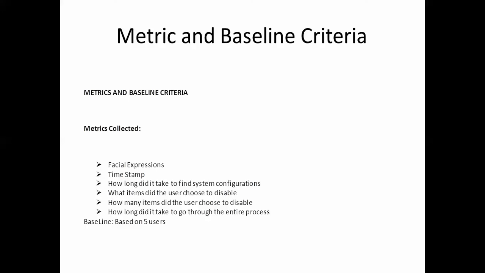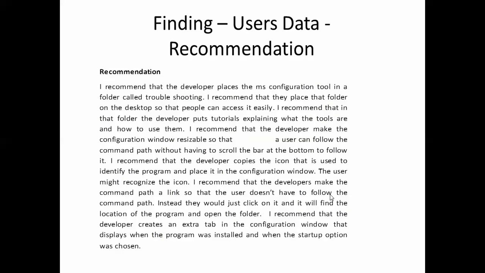What items did the user choose to disable? How many items did the user choose to disable? How long did it take for them to go through the entire process? All right, and this ties into how intuitive, I guess, how long it takes for the user to go through the entire process. Kind of dives into the intuitiveness of the application. If it's relatively simple and easy to understand, then in most cases they'll get through the entire process relatively quick. And this baseline is based off of 5 users.